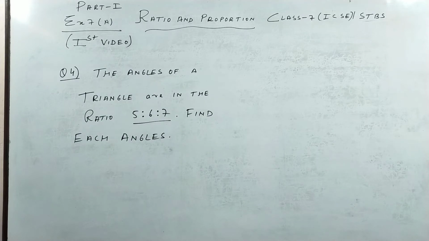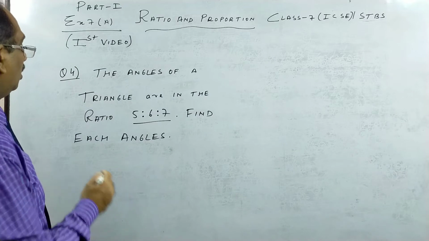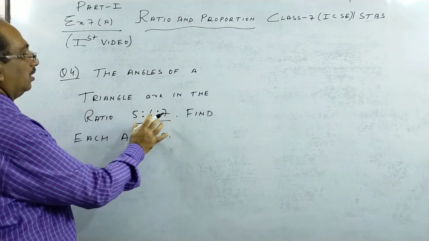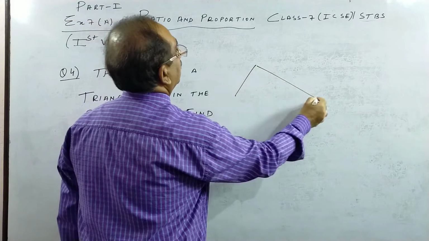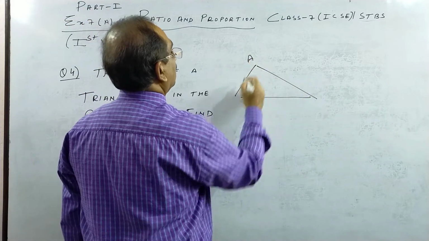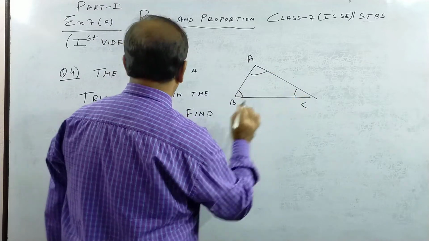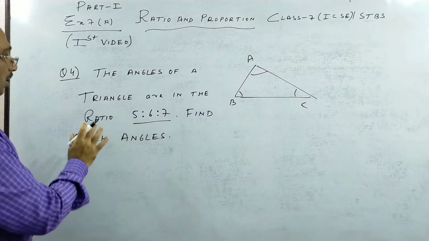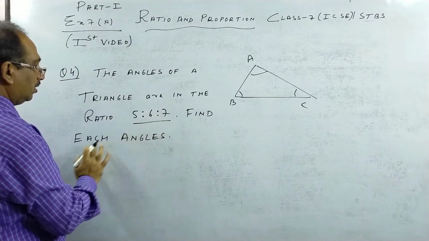So here we start the last question of this session, first video lesson on ratio. Now the angles of a triangle are given. Three angles. A triangle has three angles and three sides. So how do we do this, children? The angles are in this ratio, find each angle.